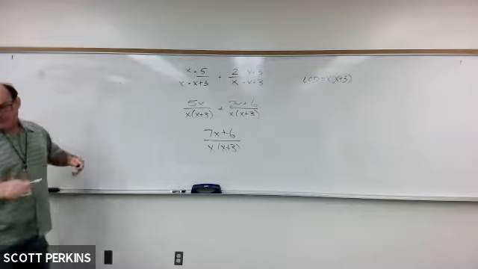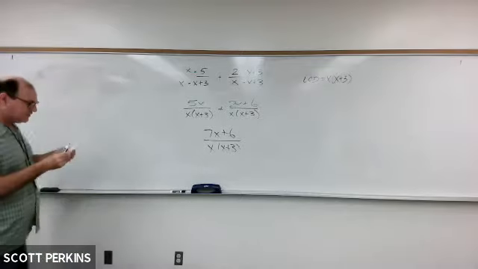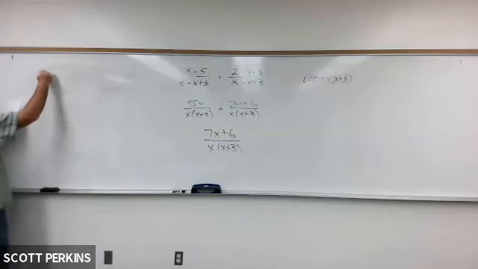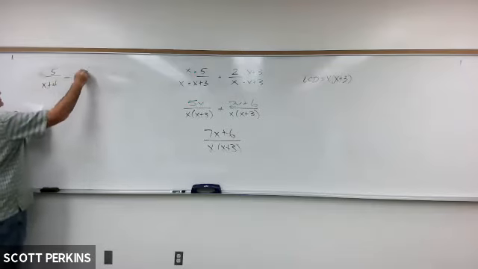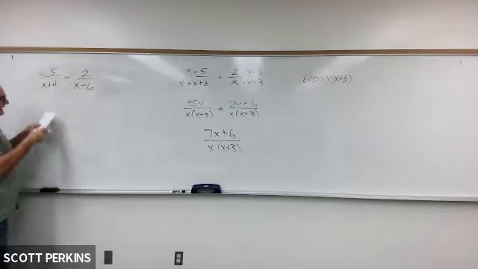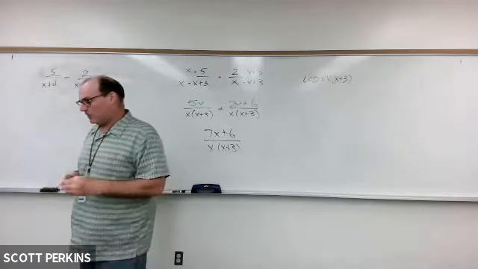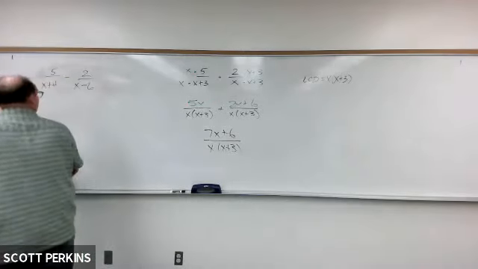Here's a problem that's going to be subtraction. So we'll talk about what to do with that minus sign when we get there. So try this. We've got 5 over x plus 4 minus 2 over x minus 6. So find the common denominator for me, and then we will talk about what comes next.